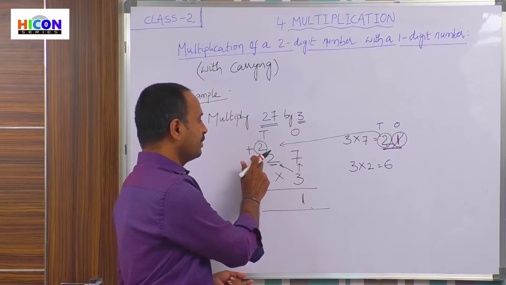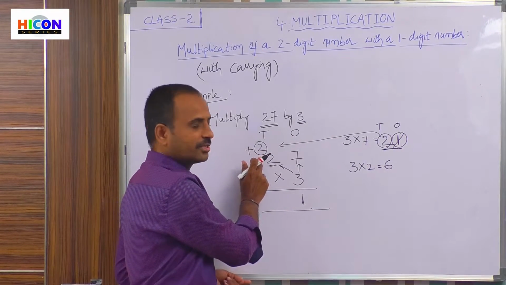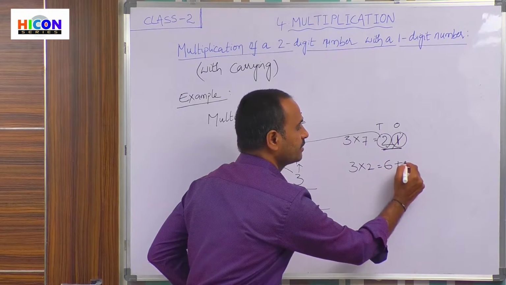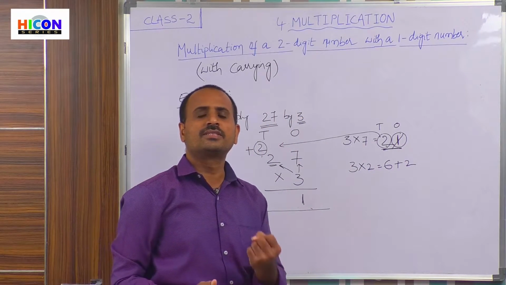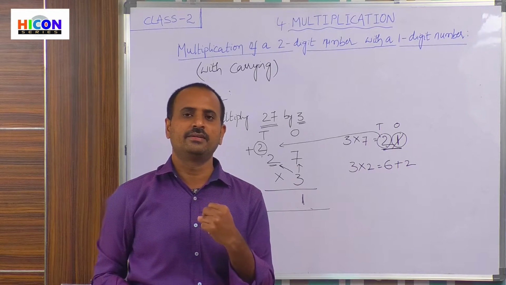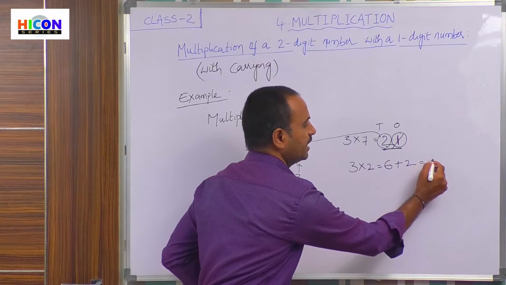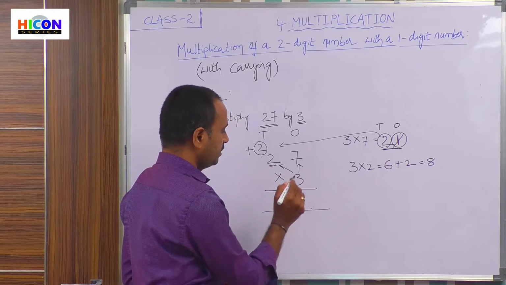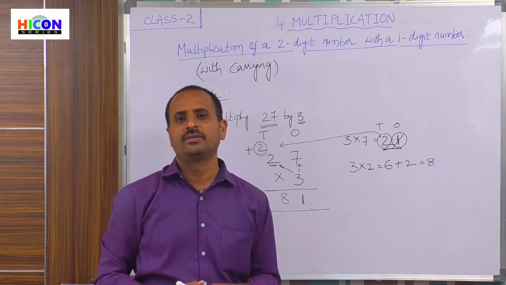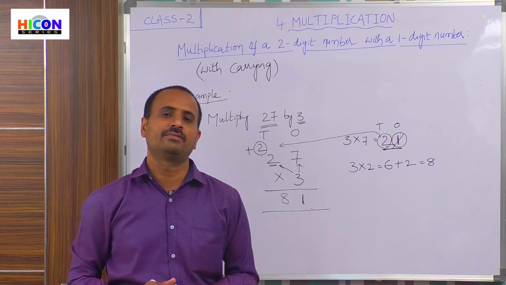So what is the carried number here? 2. And add this 2 to the product. So 6 plus 2, children, how much? 6 after 7, 8. So the answer is 8. And write this 8 under the tens place. So the answer is 81. So children, this is called carrying.